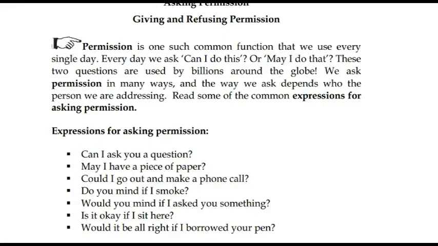Do you mind if I smoke? Now, this is a proper expression for asking permission, or seeking permission. Do you mind? Do you mind if I smoke? Would you mind if I ask you something? Is it okay if I sit here? Now, these are the second and the third expressions, proper expressions of the language as I call them. Do you mind? Would you mind? Is it okay if I sit here? Would it be alright if I borrowed your pen?